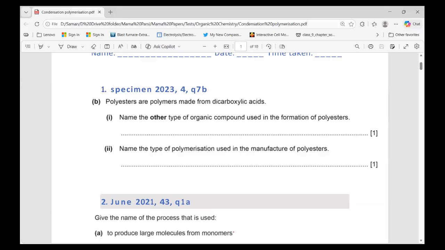Polyesters are polymers made from dicarboxylic acids. Name the other type of organic compound used in formation of polyesters. Type of organic compounds.